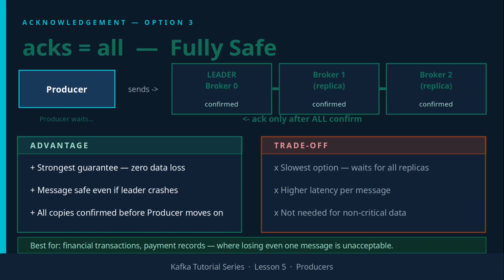ACKs equals all means the producer waits until every broker holding a copy of that partition confirms the message. Only when all copies are confirmed does the producer move on. Strongest guarantee, 0 data loss even if a broker crashes. The trade-off is speed. Waiting for all replicas takes longer. Use this for financial transactions and payment records where losing even one message is completely unacceptable.